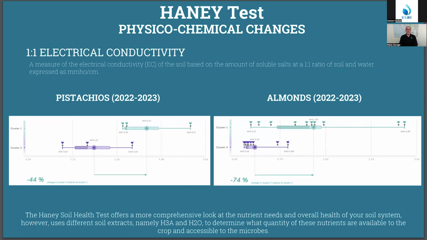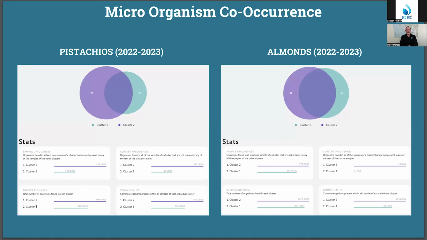The electrical conductivity. And that gives us an approach to what is happening in the chemistry of the soil. And you can see that the electrical conductivity in pistachio was reduced 44%. And on the almonds, 74%. That was impressive, okay? It's an average, but you can see that the first sample in 2022 was way high. So the average was also high compared with the group. If you isolate those 2 on the right, the change is going to be less, but anyway, it shows changes, and shows changes in a positive way.